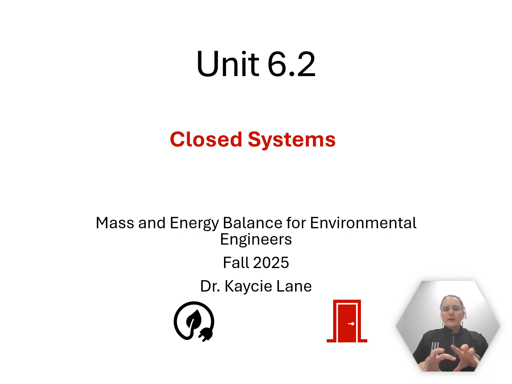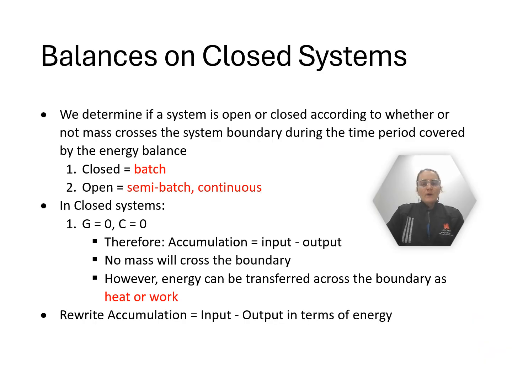All right, let's start talking about the two different types of systems that we have for energy balances. We have closed systems and we have open systems. And today we're going to talk about closed systems. So when we balance closed systems, we determine whether a system is open or closed to start with by whether or not mass crosses the system boundary during the time period covered by the energy balance. So we're looking at a specific time frame that we're doing a balance on.